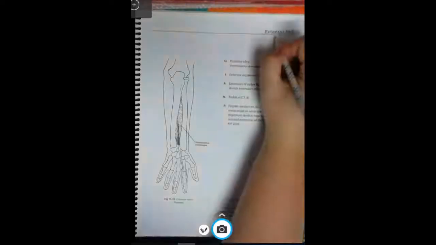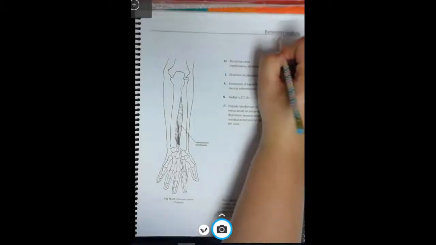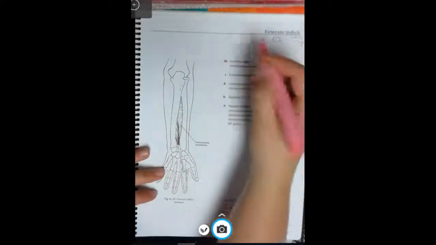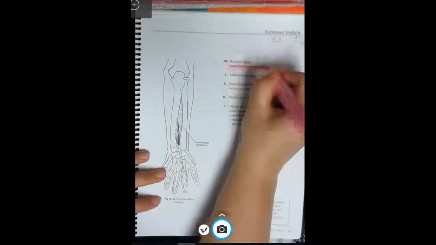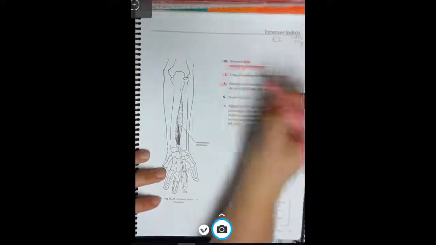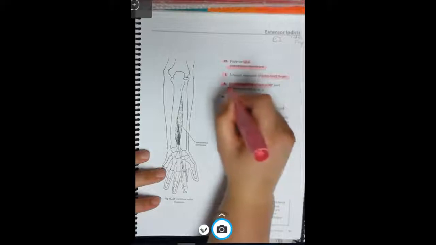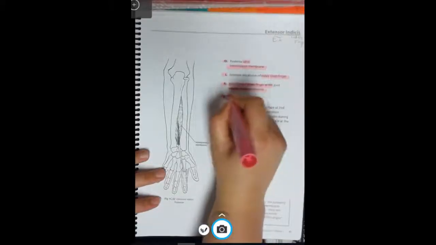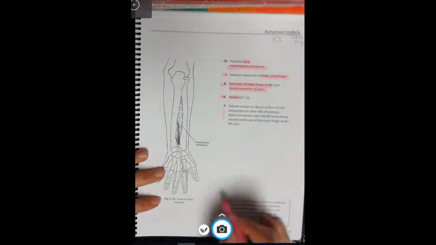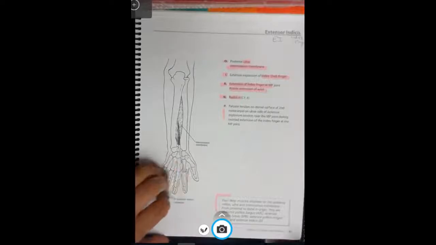Okay, extensor indicis, EI. So this is the index finger. That's what this word means. We're going to originate on the ulna, interosseous membrane. We're going to insert onto the index finger. There's an extension of the finger and then assist with the extension of the wrist, radial nerve. You can palpate it, and this just has a little explanation of those 4 deep muscles in that same vicinity.